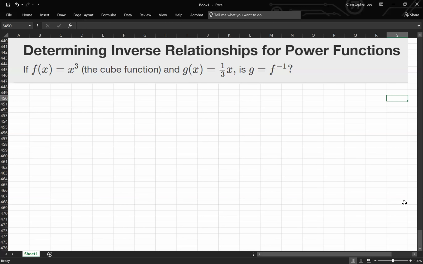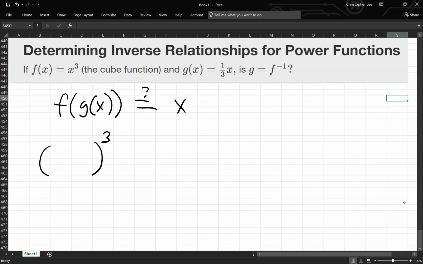Hold on. Let's look at this one real quick. Determining inverse relationships for power functions, right? So f of x is equal to x cubed, g of x is equal to 1/3 x, right? So I want to know f of g of x. Does that equal x? All right. So I'm going to take my f of x, which is x cubed, and plug in my g of x, 1/3 x. And I want to know, does that equal x?